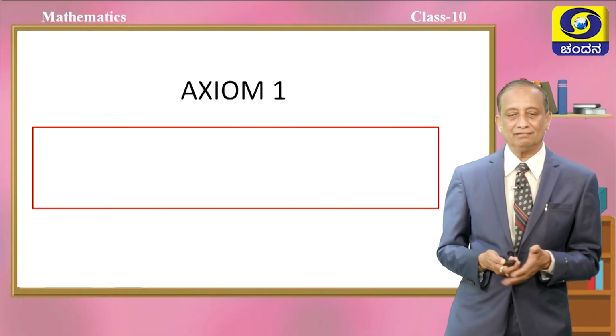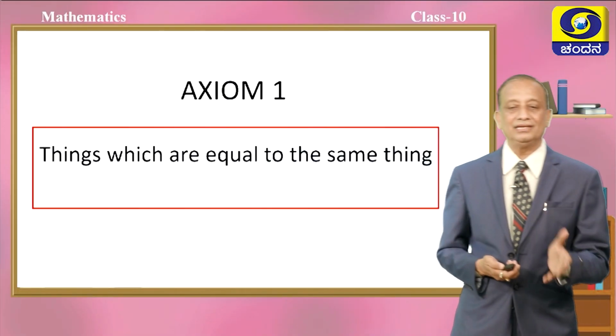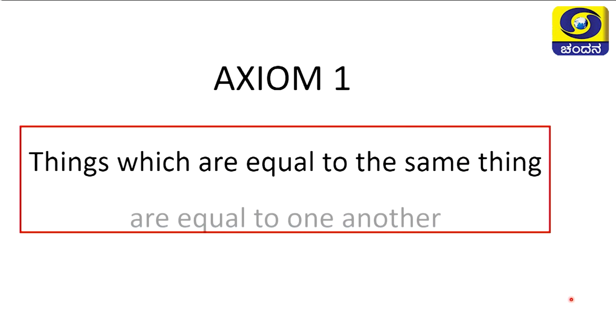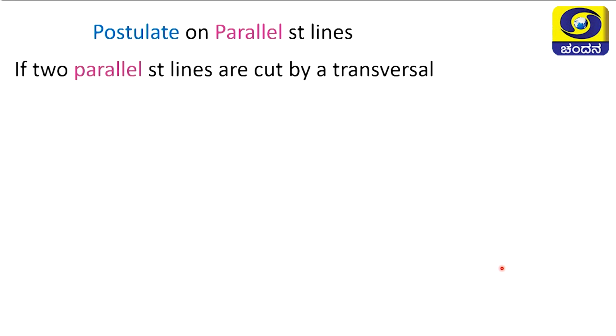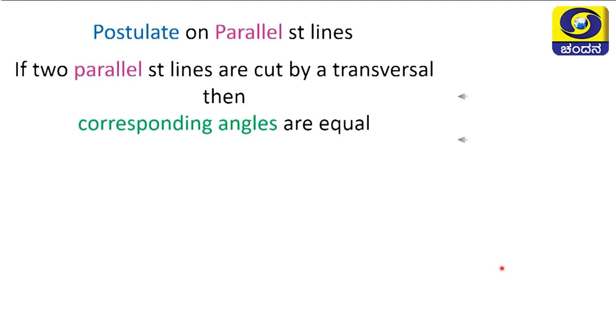The second prerequisite is axiom number 1, things which are equal to the same thing are equal to one another. We have used it in BPT also. Once again we are using it, you know this already. The third one is this, children, which is the postulate on parallel straight lines, which states this: if two parallel straight lines are cut by a transversal, then the corresponding angles are equal. So, here are two parallel straight lines. The arrow mark indicates that they are parallel to each other.